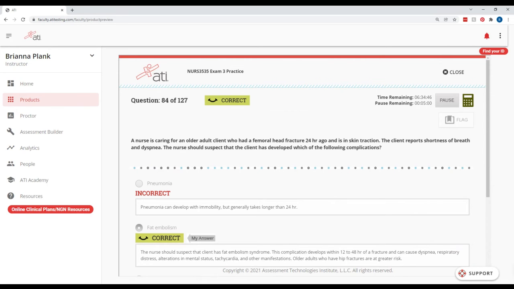Okay, so femoral head fracture, we have a long bone fracture, and we are concerned about fat embolism in that scenario.